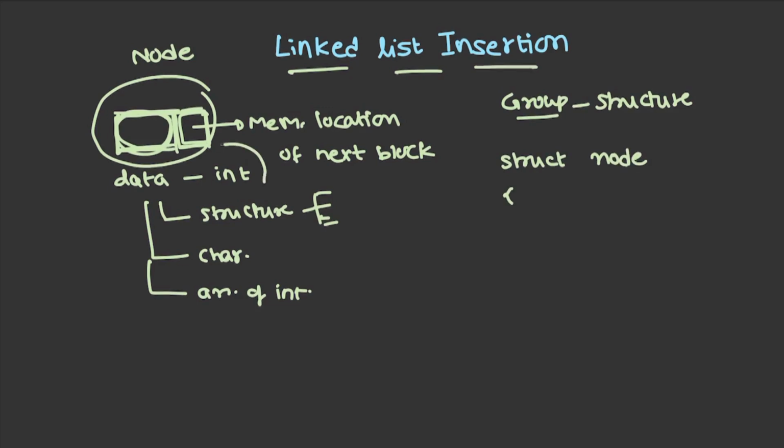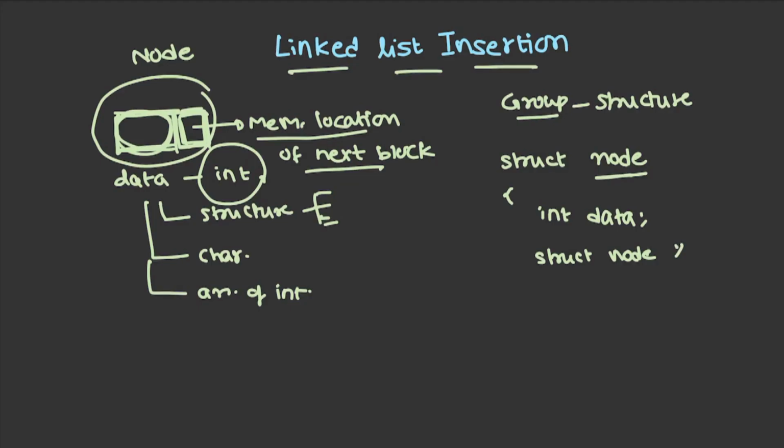I am creating a structure whose name is node. For the sake of simplicity, I am taking data to be a single integer. So, I declare an integer data. And I need to store the address to the next block, that is a pointer, because we are trying to store the address and we know that pointer is a special variable that tends to store the address. So we can store it, and it is of the type the same structure. So struct node pointer which points to the next address.